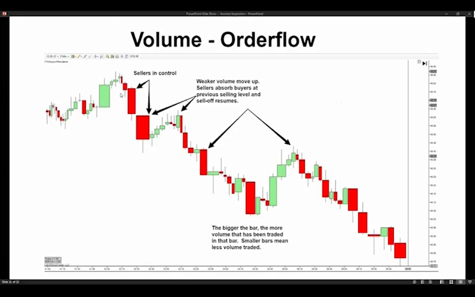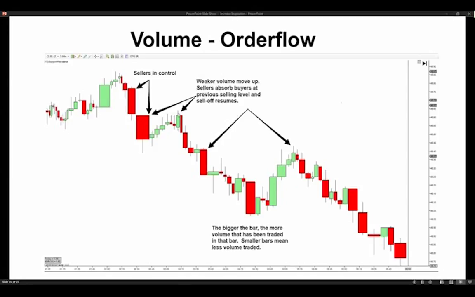And so here's a 5-minute chart on the CL. These two heavy bars here indicated that the sellers were in control, right? You had a nice green bar here. It took some heavy selling to get through it. The bar opens up, comes down. And as the buyers begin to take over, you can see that the volume is less and less and less. And then right up here, you get right to the top of this area.